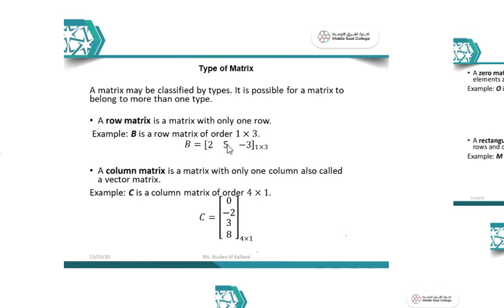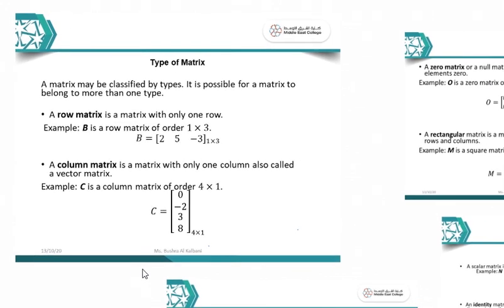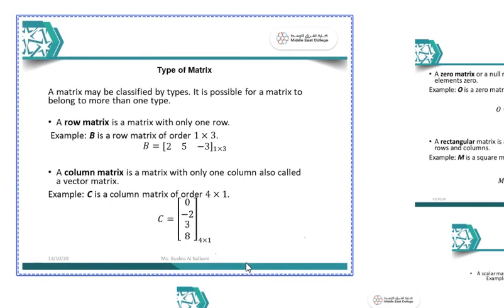If you see here the number of rows, it is only one row, and because of that we call it the row matrix. Column matrix, sometimes called the vertical matrix, only has one column. If it has only one column, it's called a column matrix or a vertical matrix. Okay, this is about the types of a matrix.